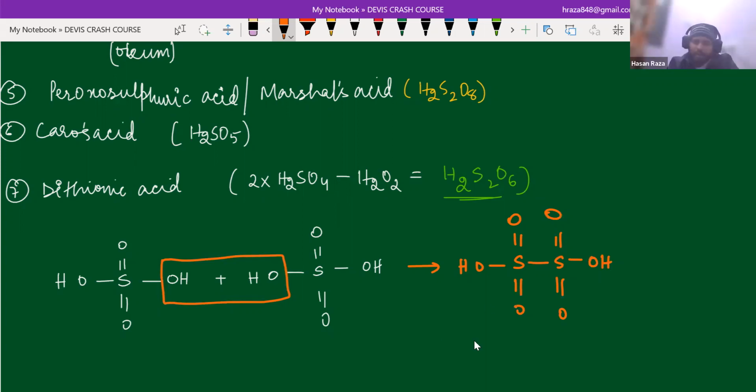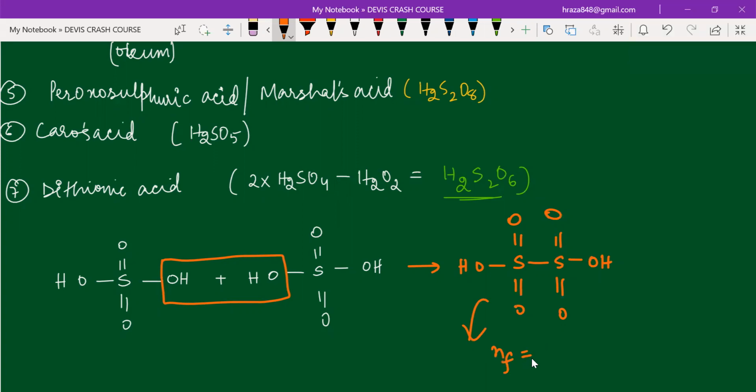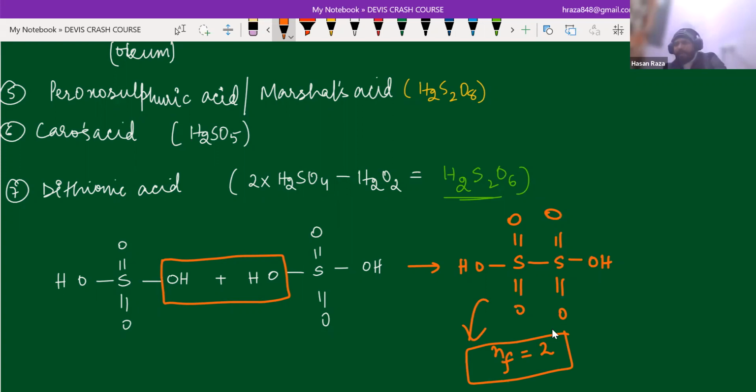Very good. If I ask you, what is the N factor of this? Can you tell me? Two. Because it is an acid, it will give 2H plus, so its N factor will be 2. Got it? It's easy.